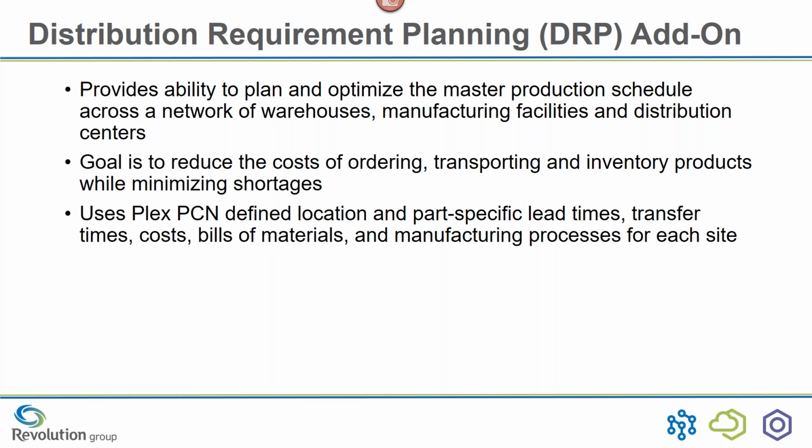So the goal, obviously, is to reduce your costs of ordering and transporting and inventorying products and minimizing shortages. And this is using Plex defined, so by PCN, your plant-specific, part-specific lead times, transfer times, costs, bill of materials, and manufacturing processes. So if you make the same part at 2 different plants and they've got different run rates, they have different costs, there's different transportation lead times to customers, that will all pull from Plex. You don't have to do any of that setup in DemandCaster, and it will recognize that one PCN is a different location and take care of that accordingly.